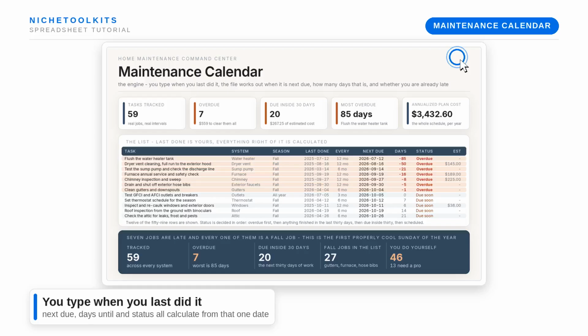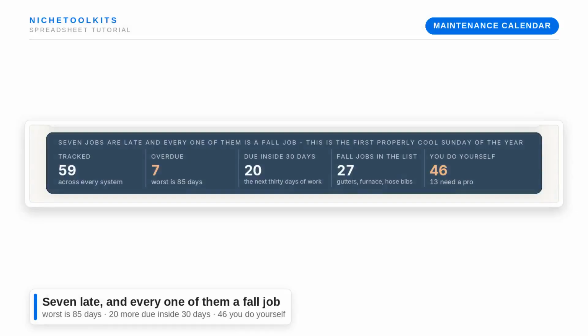It also carries a cost per visit, so the whole schedule adds up to an annual plan figure. On this Sunday in October, 7 jobs are late and 20 more are due inside 30 days. The worst is flushing the water heater tank, 85 days past. Every one of the 7 is a fall job, which is exactly what the first cool weekend of the year looks like in a real house. 46 of the 59 you do yourself. 13 need a professional, and the sheet says which is which.